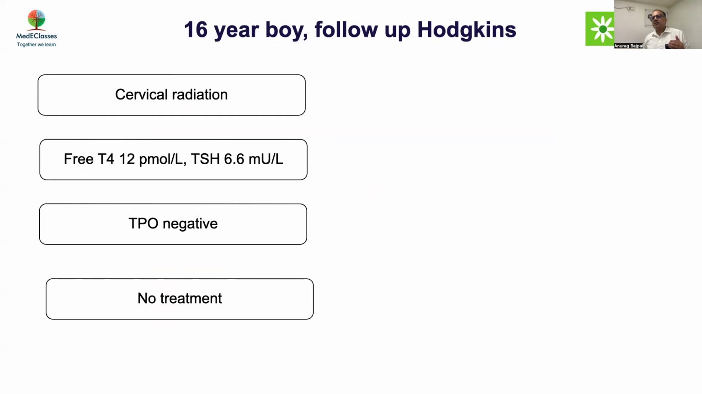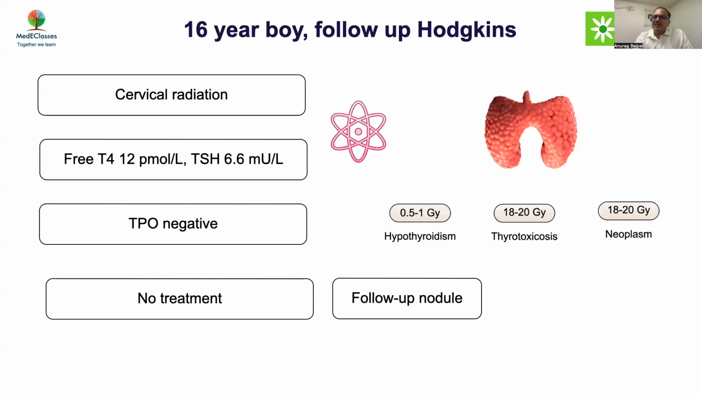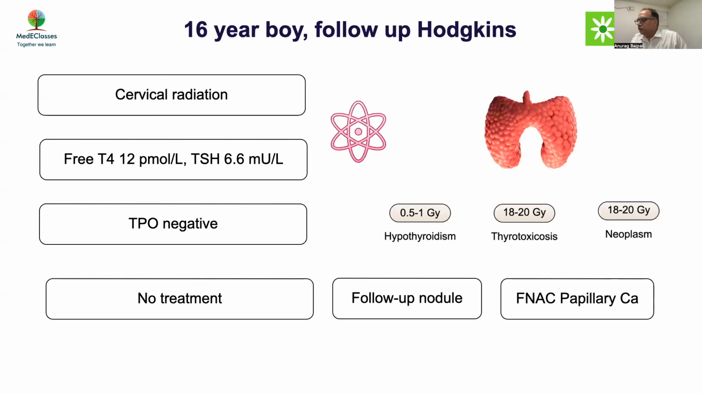Now, we need to understand that when we are looking at thyroid function and a thyroid swelling, we also need to look at the background of the particular individual. If there is a history of radiation, there is a very strong risk of malignancy, which we need to be concerned about. Clearly in this case, on follow-up, this nodule progressed and a papillary carcinoma developed.